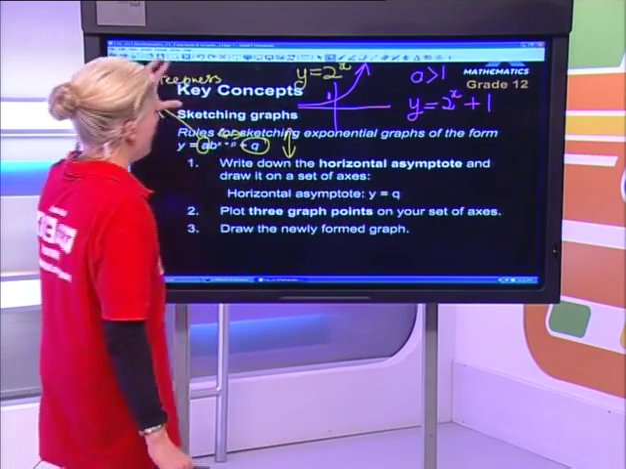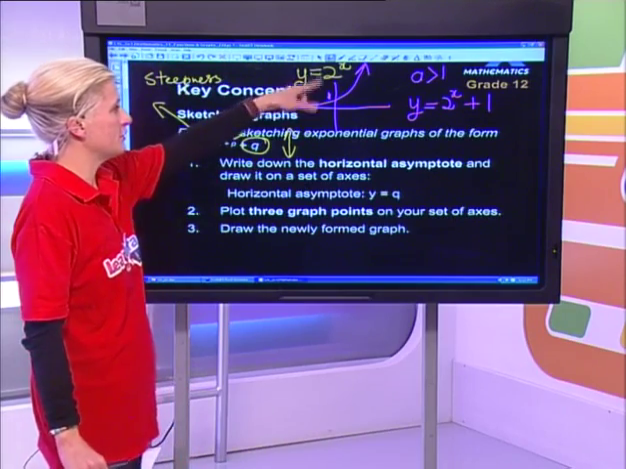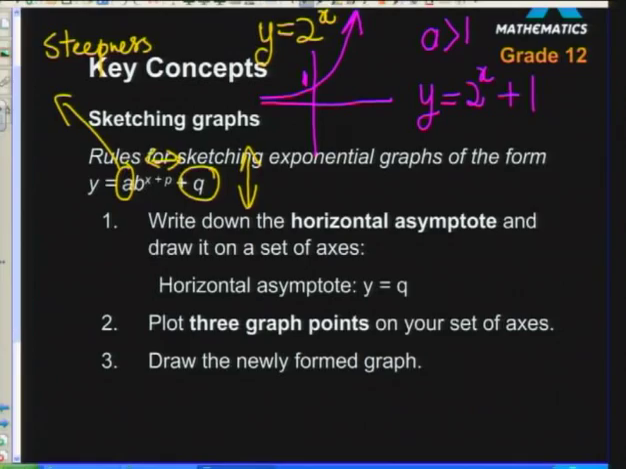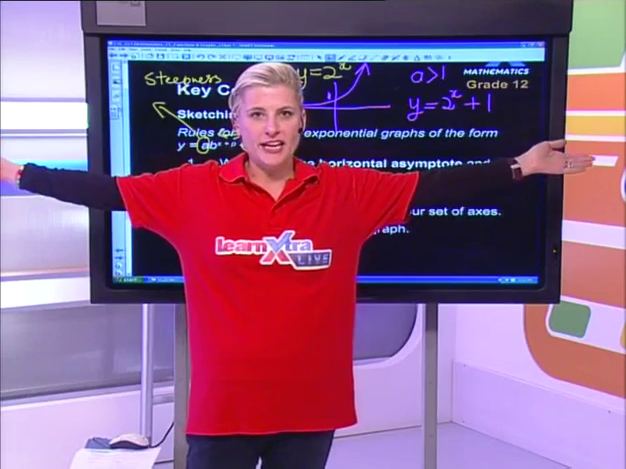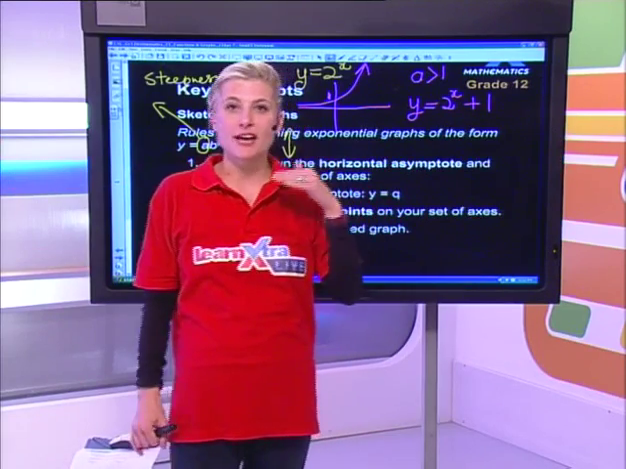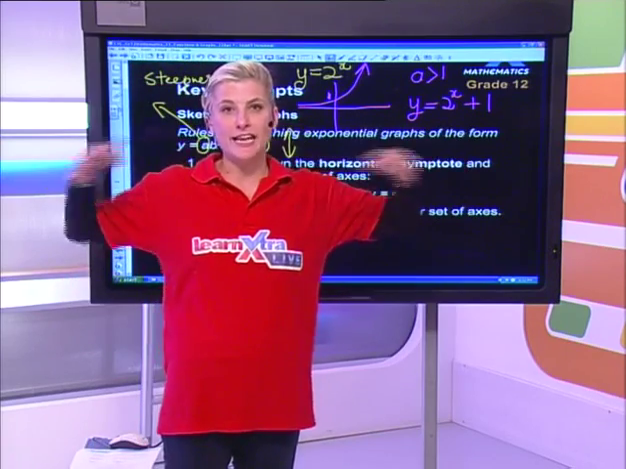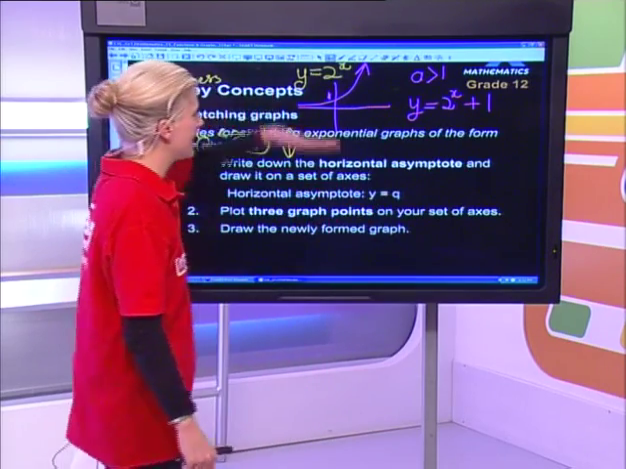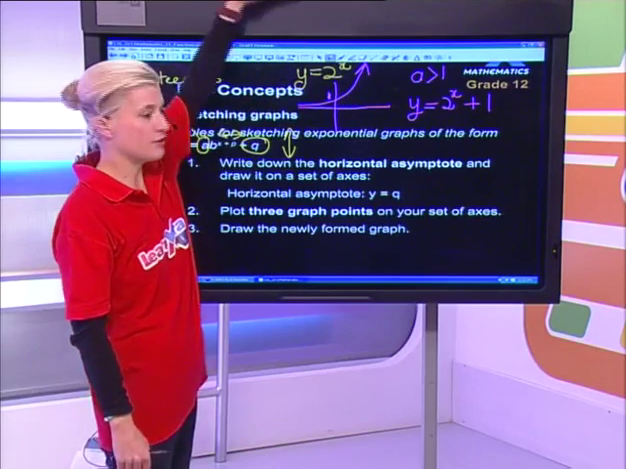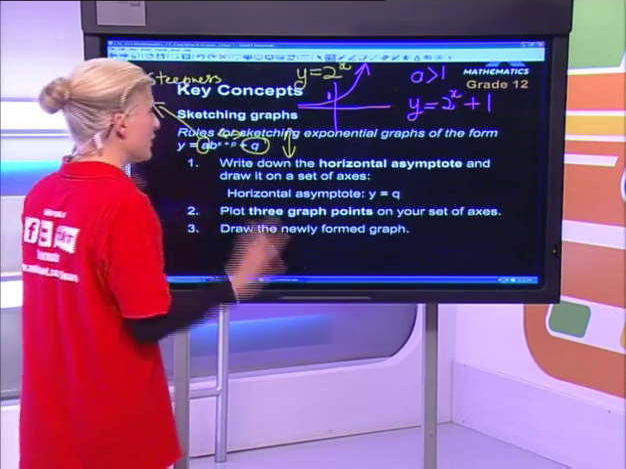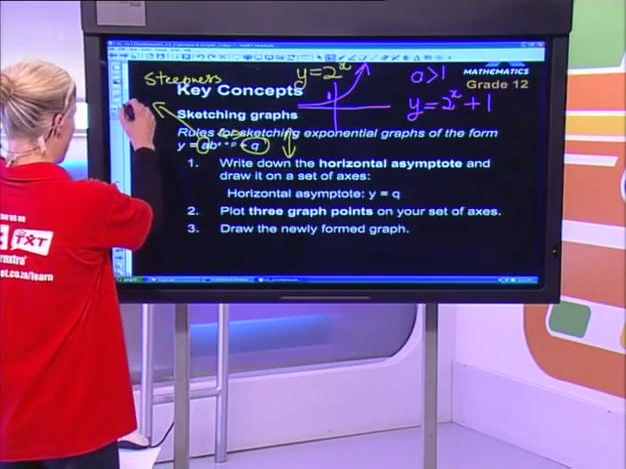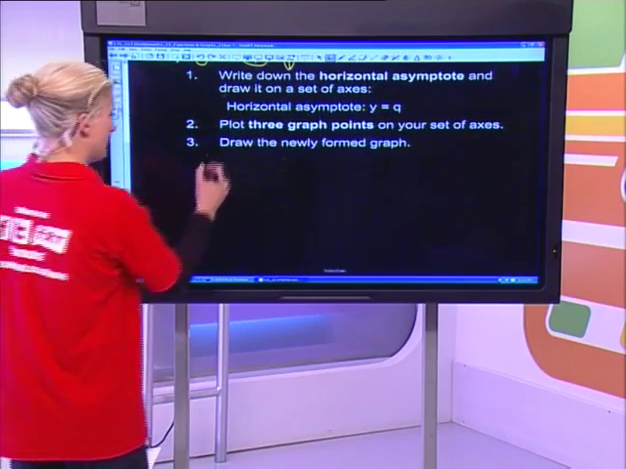Now, if I have a look at y is equal to 2 to the power x, I can see that the domain, the x values, is x an element of the real numbers. There's no restriction on the x values. And the y values, or the range, is from the horizontal asymptote upwards. And in this case, it will be from 0 to infinity. So that is our very, very basic exponential graph.